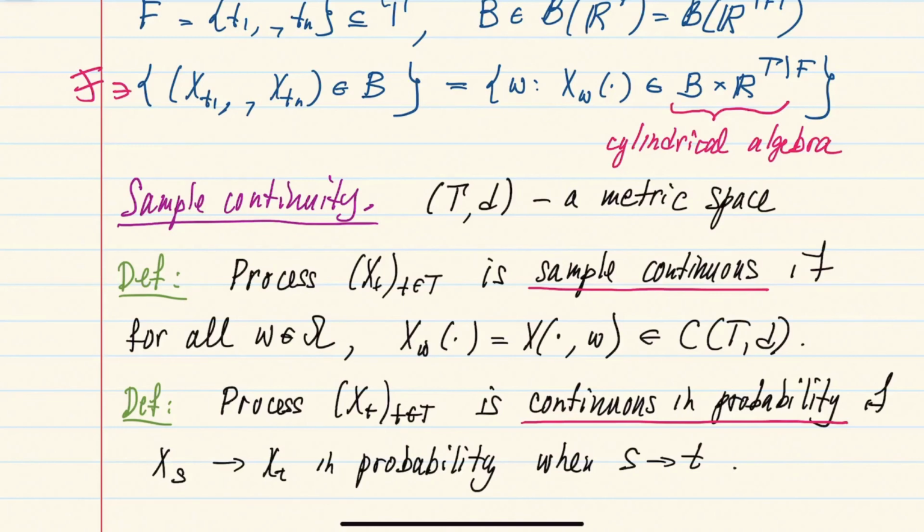Once your process is sample continuous, you have some additional useful properties compared to just a general random function in the space of all functions on T. But before we discuss those, let's first construct and define the main processes of interest, namely Brownian motion and Brownian bridge. And our main focus will be first on constructing the Brownian motion.